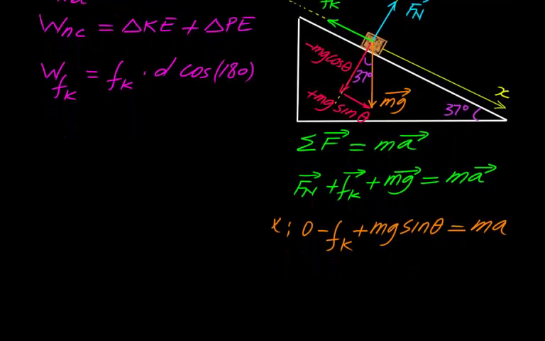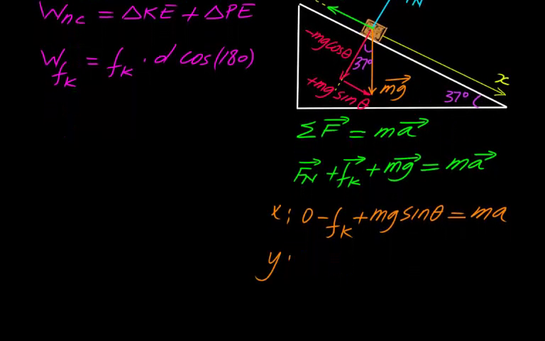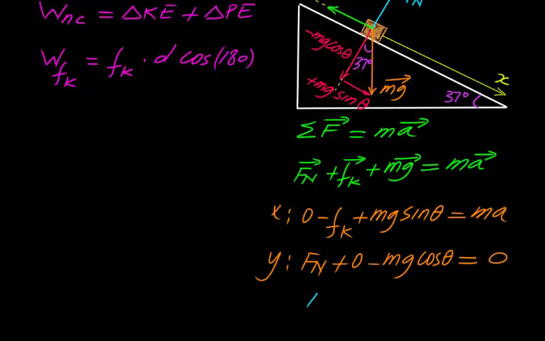The y component now. The y component will include the normal force, because the normal force is lined up with the y-axis and pointing towards the positive. The Fk has no component along the y, therefore 0. The weight mg has a negative component, which is negative mg cosine theta. There is no acceleration along the y, therefore this is going to be 0. Notice that the y component allows you to isolate the normal force to equal mg cosine theta.